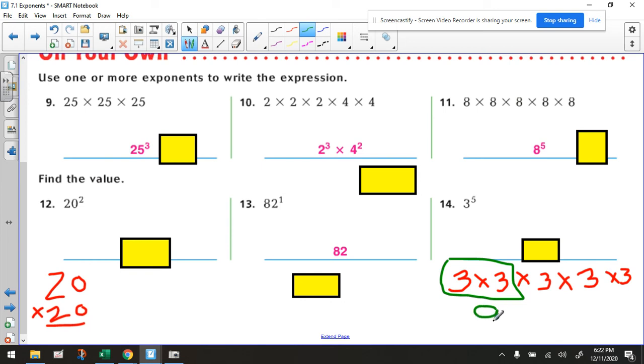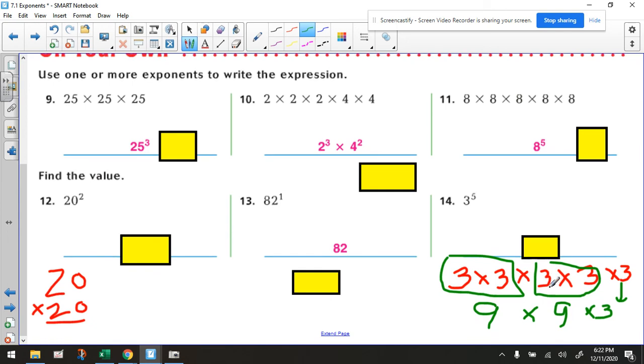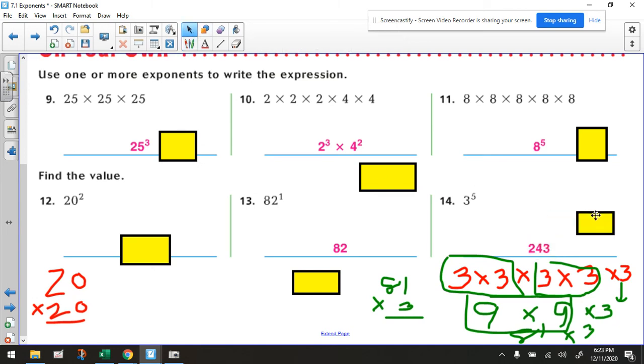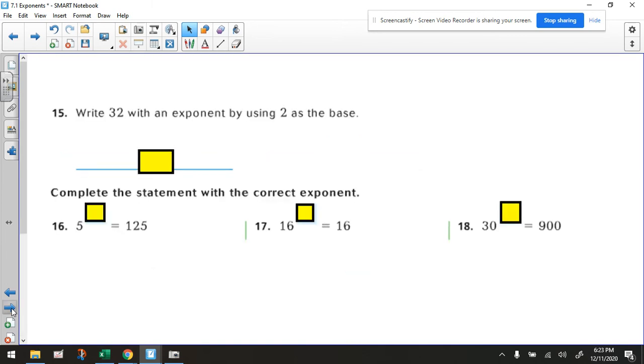That's a 9. This is a 9. And then don't forget about this 3, because we still have to multiply in the 3. And then we chunk them up. This would be 81. So we have to find what 81 times 3 is. If you do the algorithm correctly on that, 81 times 3 would end up giving you 243.